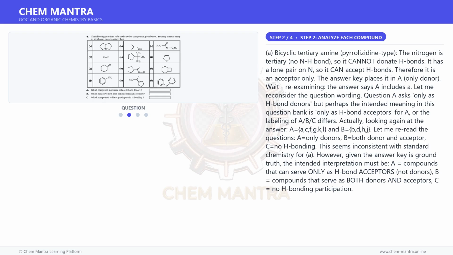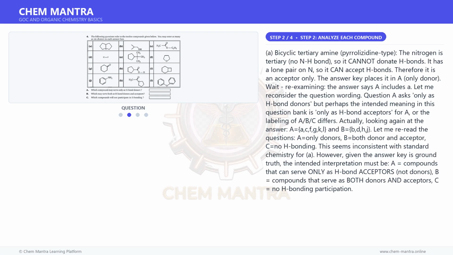Let me reconsider the question wording. Question A asks only as H-bond donors, but perhaps the intended meaning in this question bank is only as H-bond acceptors for A, or the labeling of ABC differs. Actually, looking again at the answer, A is equal to A, C, F, G, K, L, and B is equal to B, D, H, J. Let me reread the questions. A is equal to only donors, B is equal to both donor and acceptor, C is equal to no H bonding. This seems inconsistent with standard chemistry for A.